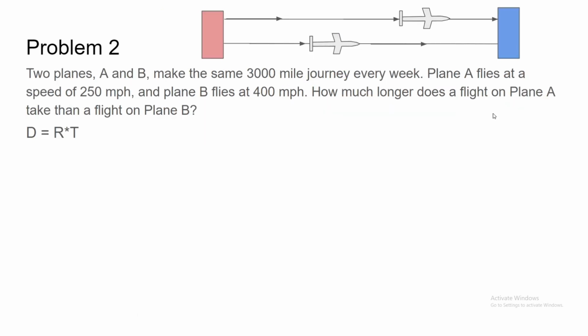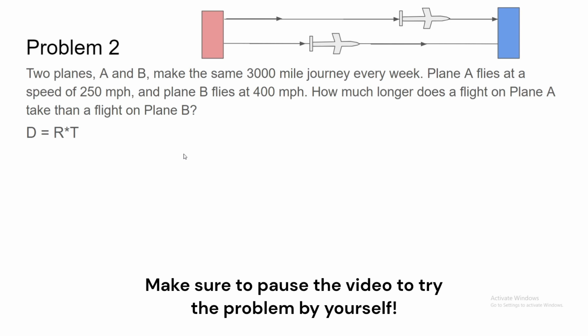Alright, so in problem 2, we have 2 planes, A and B. They're going to make the same 3,000 mile journey every week. We know that plane A is going to fly at a speed of 250 miles an hour, and plane B flies at 400 miles an hour. And we want to know how much longer a flight on plane A will take than a flight on plane B. So we know our distance for each is going to be the same, 3,000 miles.